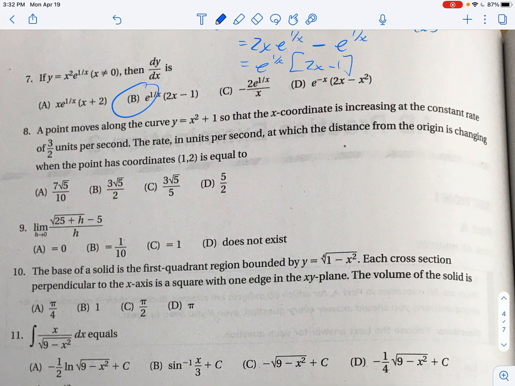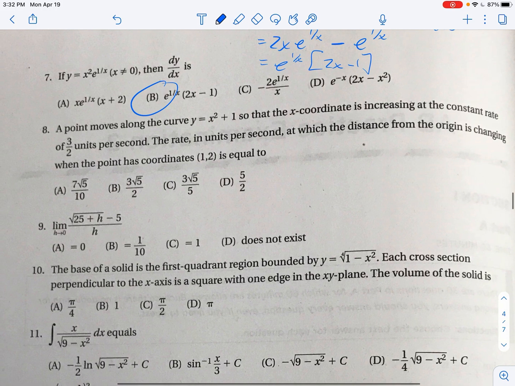Okay, number 8. A point moves along the curve y equals x squared plus 1 so that the x coordinate is increasing at a constant rate of 3/2 units per second. So the rate at which x changes with respect to time is 3/2. So it's asking, what is the rate at which the distance from the origin is changing when the point has coordinates 1, 2? So this is an overly elaborate problem for number 8.